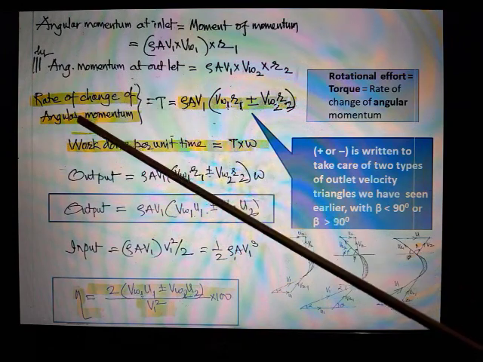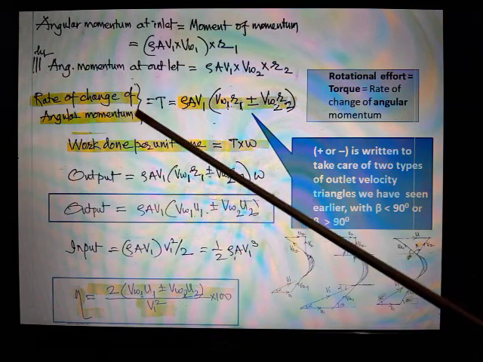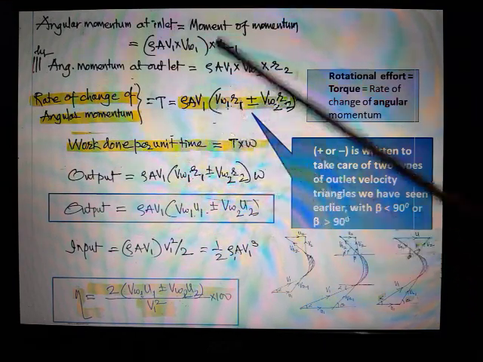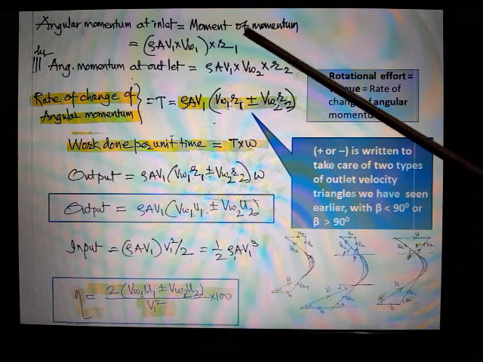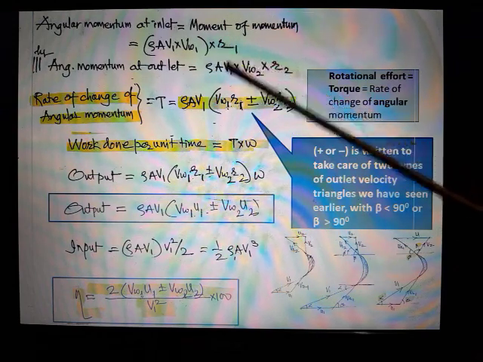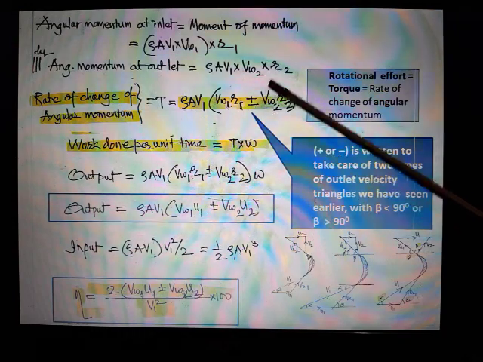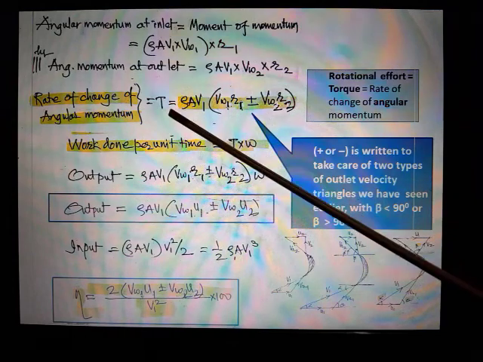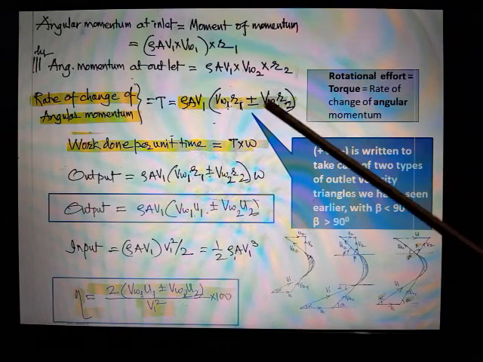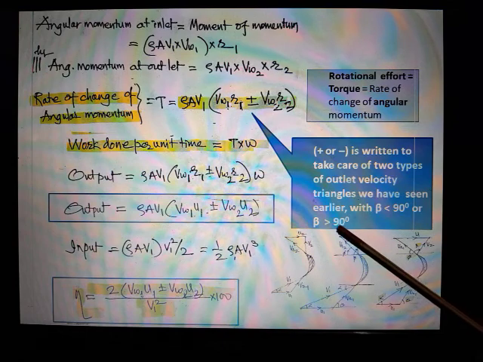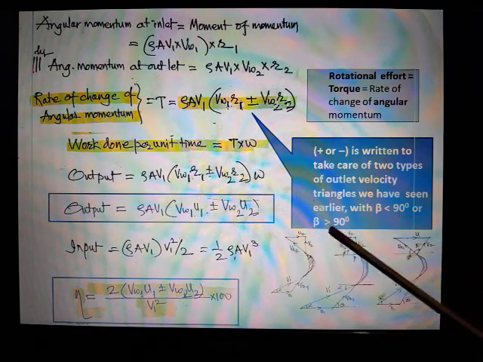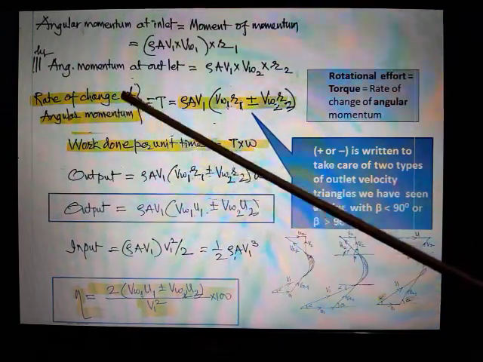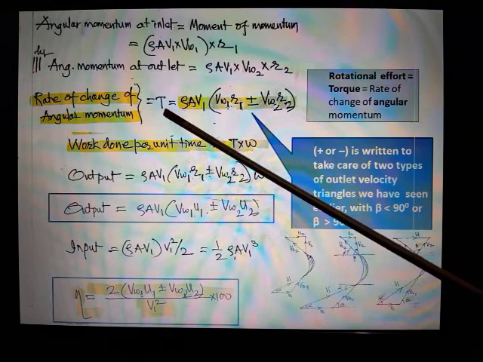Now, rate of change of angular momentum, which is nothing but torque as defined earlier, right? T is equal to the change, in the sense rho a v1 vw1 r1 plus or minus rho a v1 vw2 r2. Because of that, the expression becomes like this. This plus or minus is again because of the angle beta, whether it is less than 90 degrees or more than 90 degrees. So this is rate of change of angular momentum, which is torque.